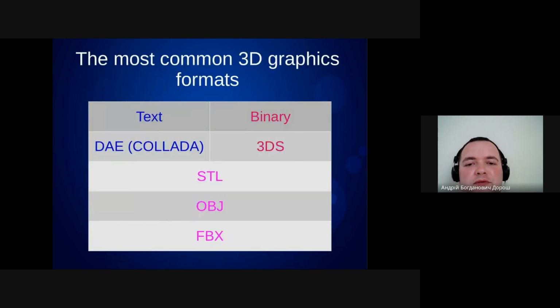So the most common 3D graphics formats are: text only is DAE, Collada; binary only is 3ds, which is used in 3D Studio Max; and both can be STL, OBJ, and FBX. Usually software which renders 3D graphics can understand both text and binary formats for these types of files.